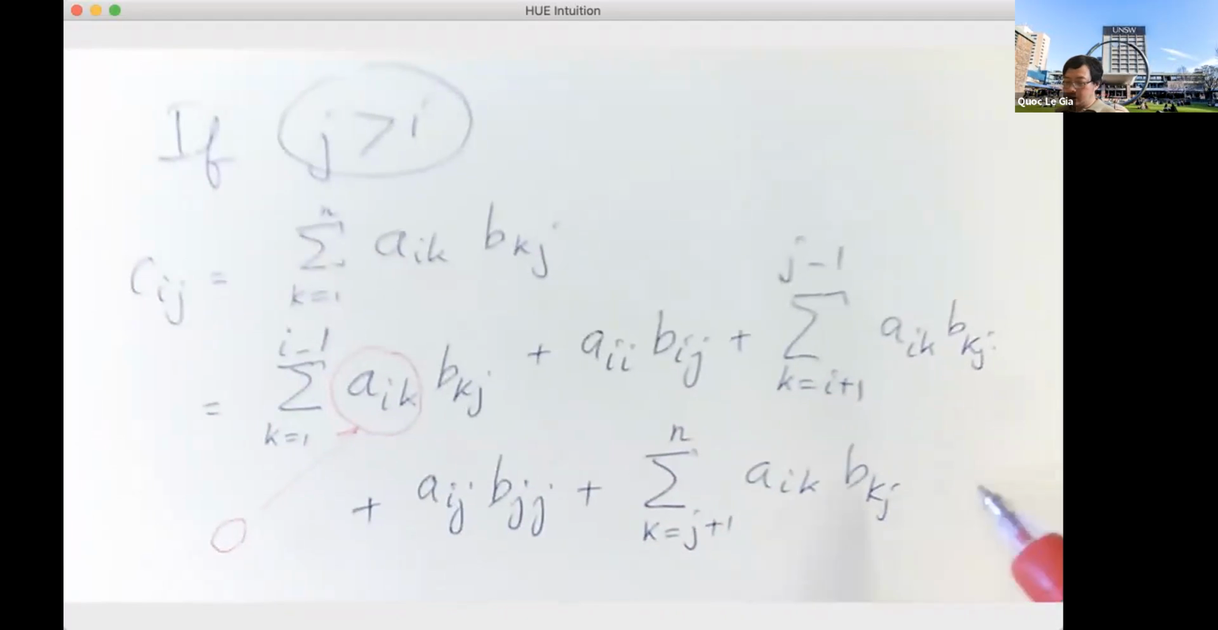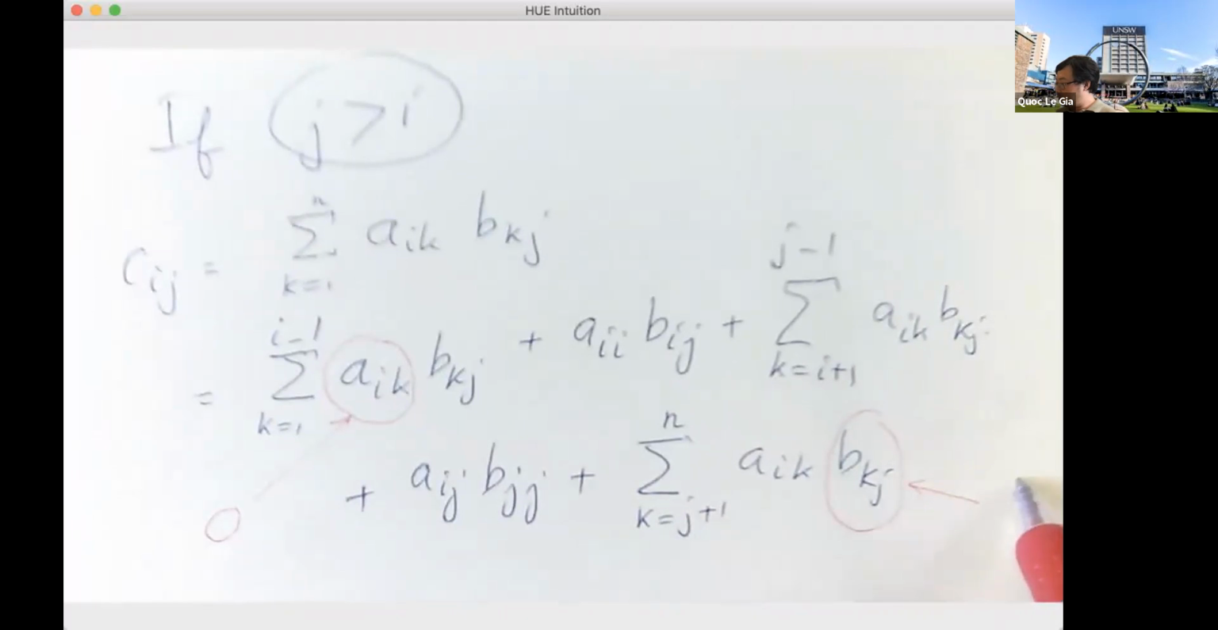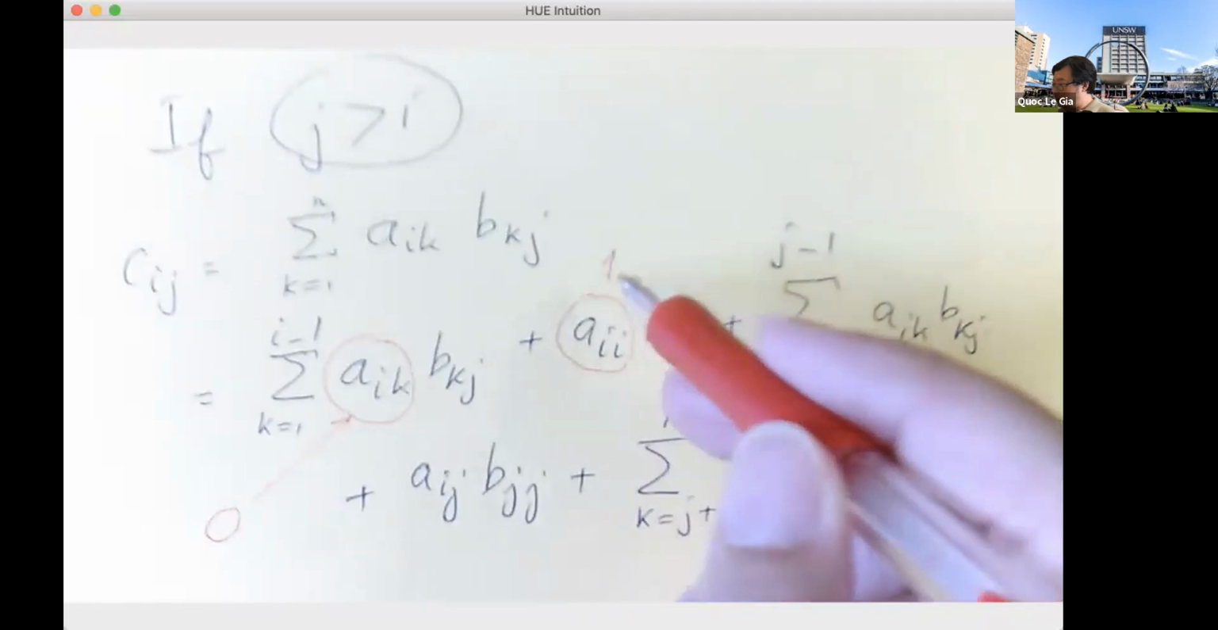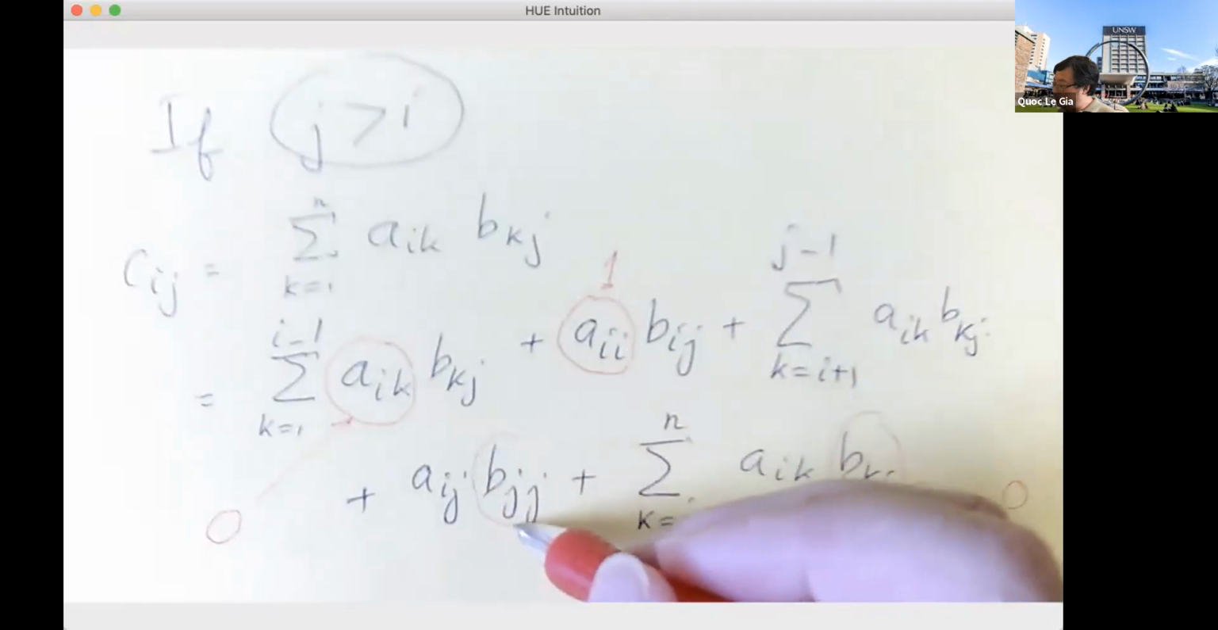And now I look at the last term. This one has k from j plus 1, so k is bigger than j. So the row is bigger than the column, so it equals 0 as well. Remember the matrix B, row bigger than the column just equals 0. Now what is Aii? Aii is just equal to 1, since these are the diagonal entries. And Bjj equals 1 as well.